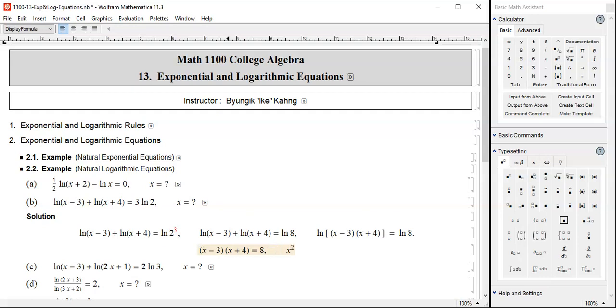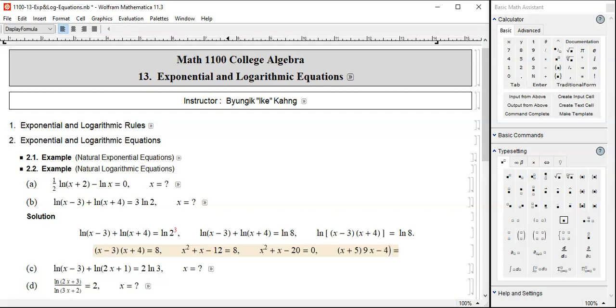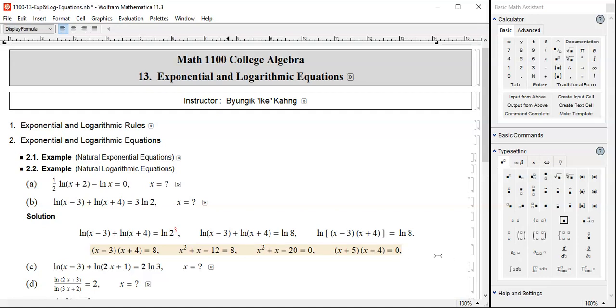x squared plus x minus 12 equals 8. Check on your own. x squared plus x minus 20 equals 0. (x plus 5)(x minus 4) equals 0. And thus we get x equals negative 5 or x equals 4.